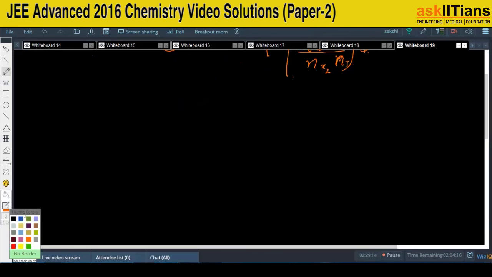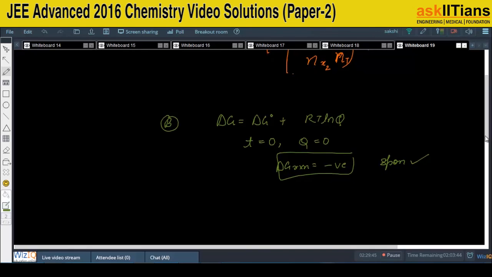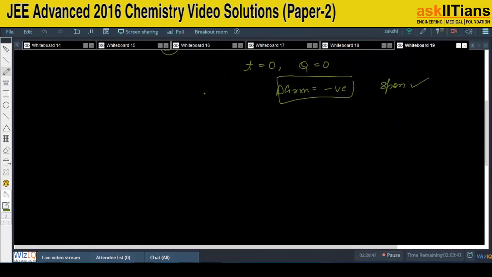Now if I ask you to figure out option number B, it says that at the start of the reaction the dissociation of gaseous X2 takes place spontaneously. Let's see, at the start of the reaction delta G is equal to delta G naught plus RT ln Q. Now when time t is equal to 0, Q will also be 0. So delta G of the reaction will be a negative value, and hence the reaction will be spontaneous. And hence option number B is also correct. But you were to figure out the incorrect option, so neither A nor B is the answer.